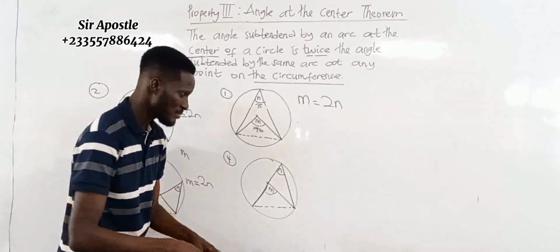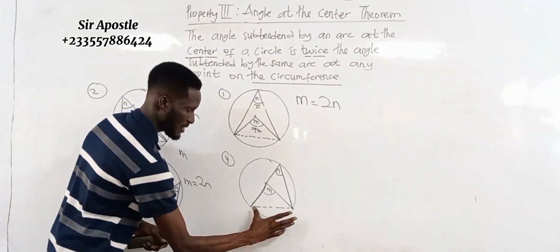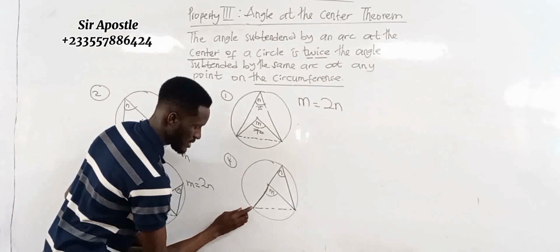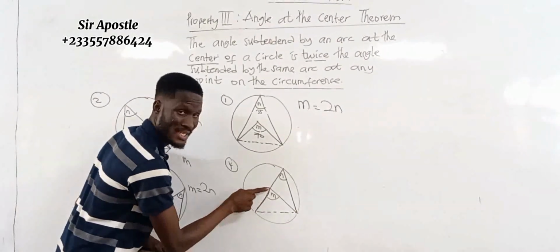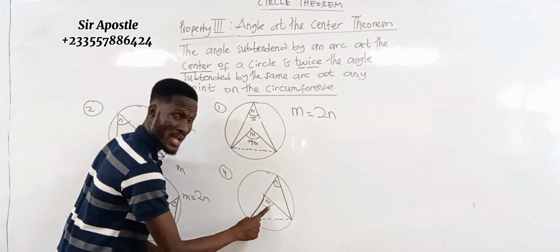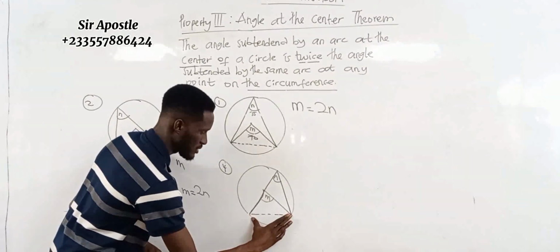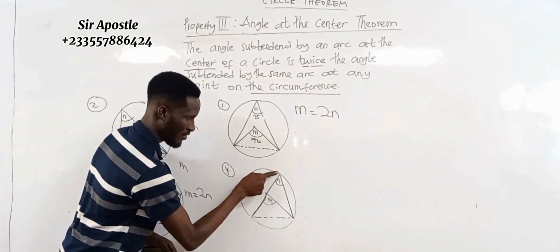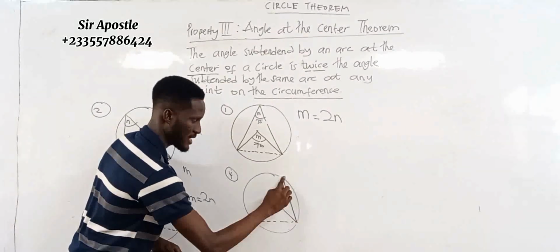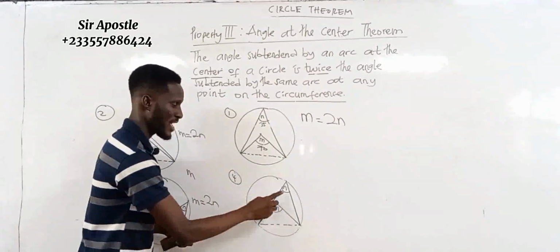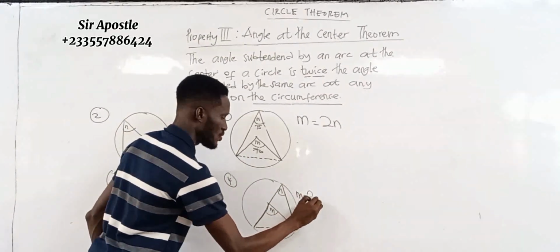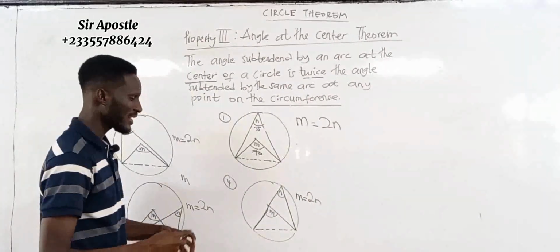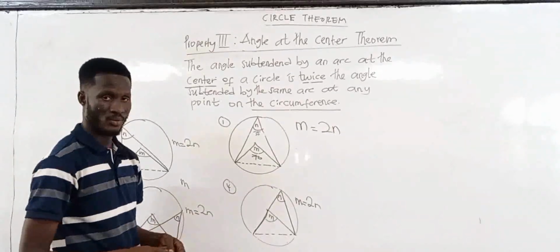Now look at something. It means that from the same chord, this angle moved up here to form this one. So the angle at the center is now from the same chord. This one moved to the front of the circle. This one also moved to the front. The angle formed here is n. So in the same way, the m is equal to 2 times the n. The diagram can come in different ways.